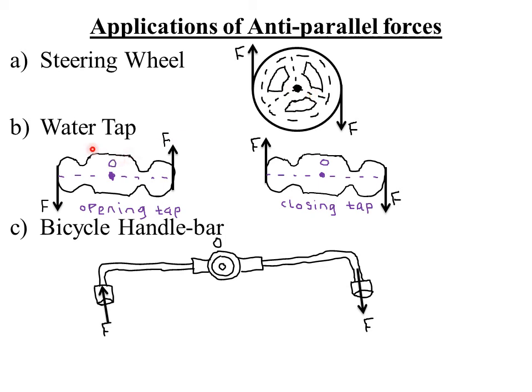Then another application is in the water taps. A water tap is opened or closed by applying two equal and opposite forces, or simply anti-parallel forces. The two forces produce a moment about the axis of rotation. Like in this case, this is the axis of rotation, and this part is movable. In part A here, in opening the tap, the forces produce an anti-clockwise turning effect, hence opening the tap. That is when one hand is pushed upwards, the other one is pushed downwards. This bar or the tap will rotate in this direction, which is the anti-clockwise direction. So this rotation opens the tap.